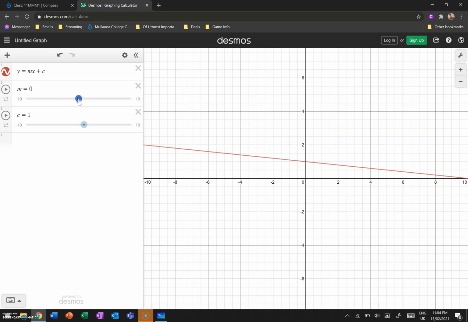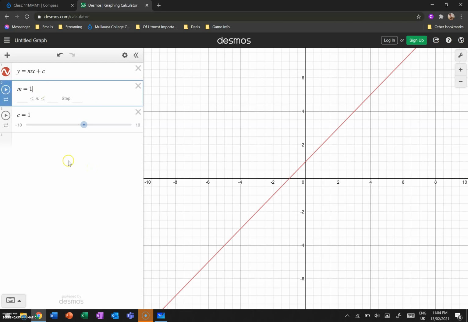So what happens if I have the same equation, where those values are exactly the same except one thing is different? Let's bring the gradient back up to 1, and think about what happens if I change my c value. Remember, c is a constant. That's what c stands for, despite it being the y-intercept. And what happens if I change that?